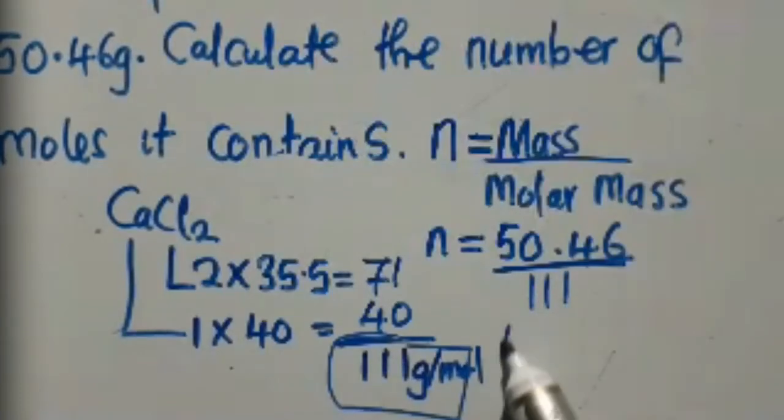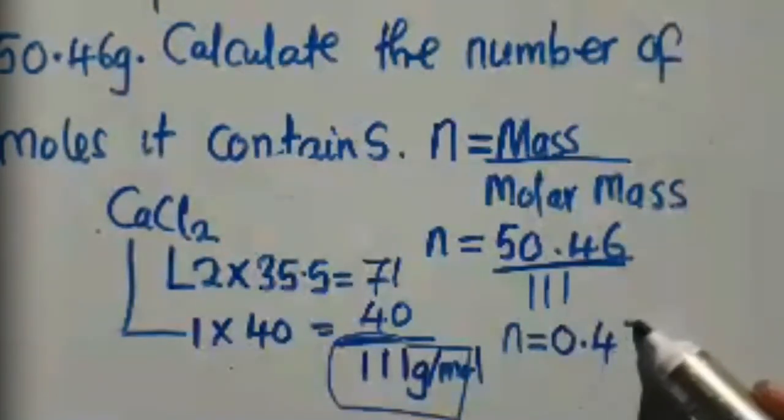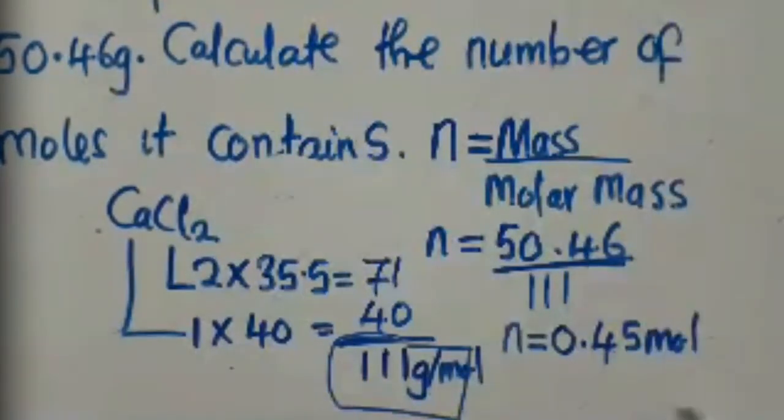So therefore, the number of moles is equal to what? You divide now. You say 50.46 divided by 111. What answer are we getting? We are getting 0.454. So you can just end here, then you say moles. So this is how we've answered that question. And this is what you need to do. First thing first is knowing the formula. You need to know the formula.